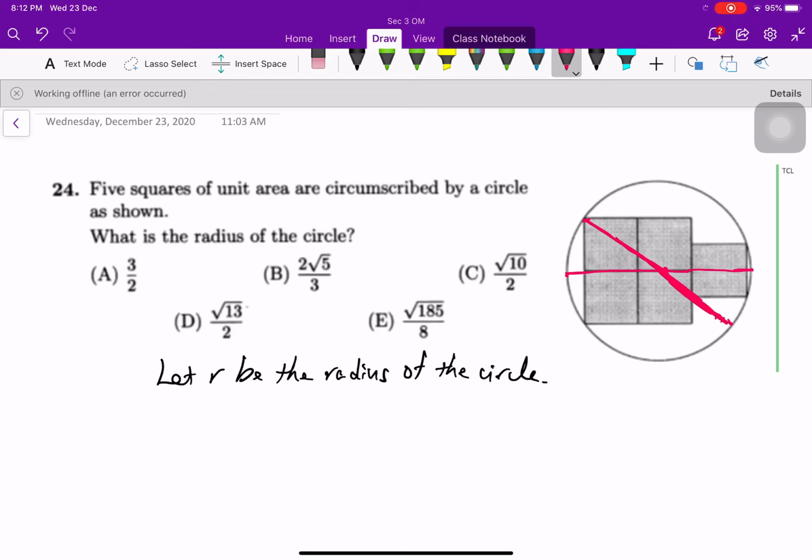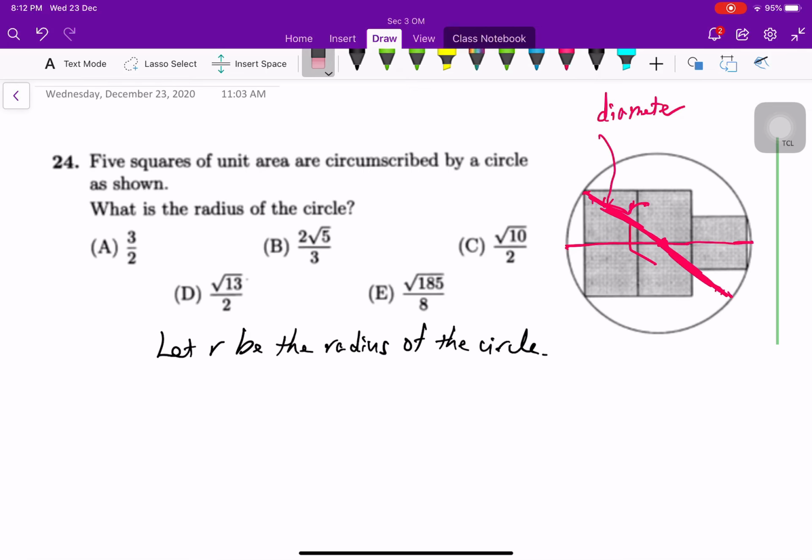That means I need to qualify that this is drawn in such a way that this is a diameter. Then this is the center of the circle, and in that case, this length here will be R. Now let's try to do it. The square is a unit square, right? Therefore the length here is 1. The length here is 1.